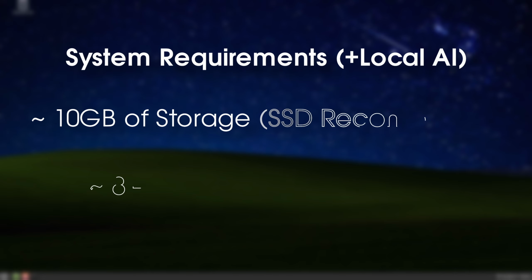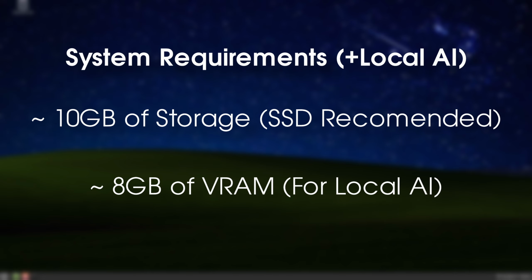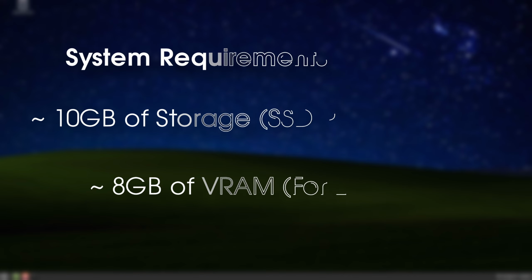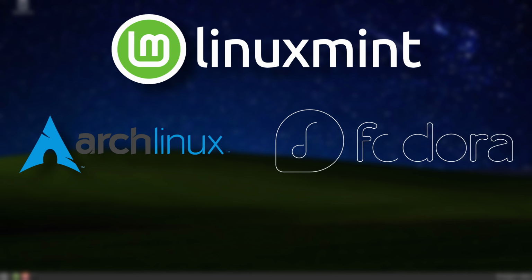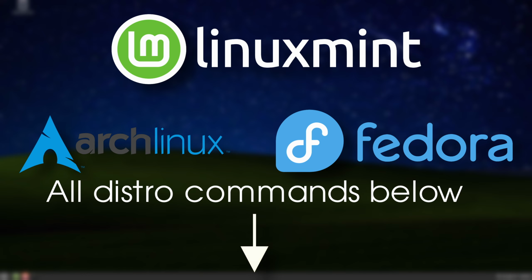Now I will show you exactly how to install it on your own machine. To run this, you need about 10 GB of storage and 8 GB of VRAM. But you can also run it using only CPU, it will be much slower. I'm installing this on Linux Mint. If you use Arch or Fedora, the exact commands for your system are in the written guide in the description.